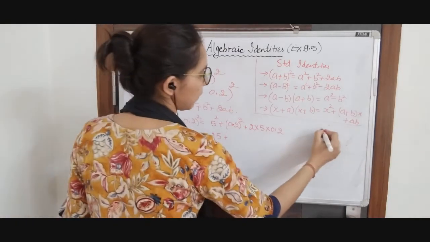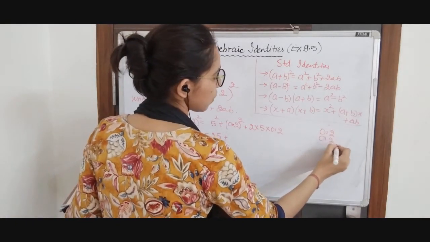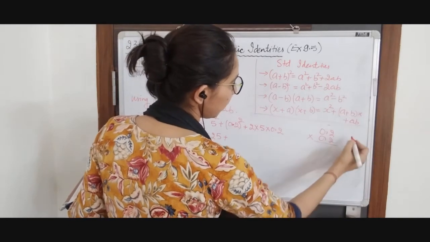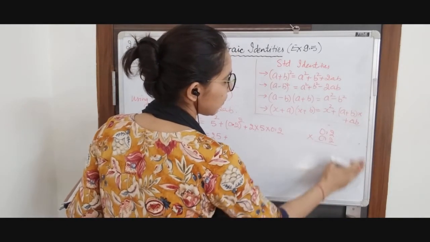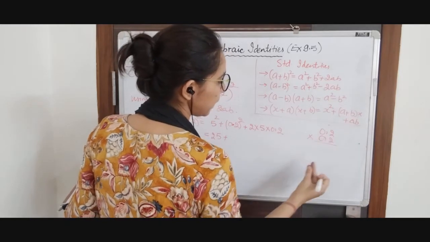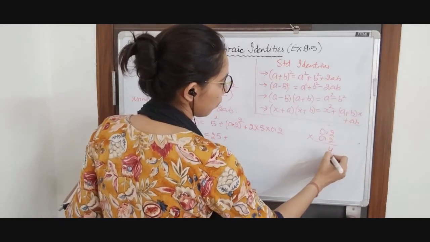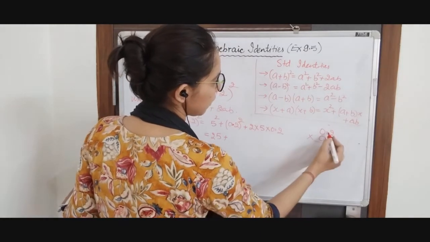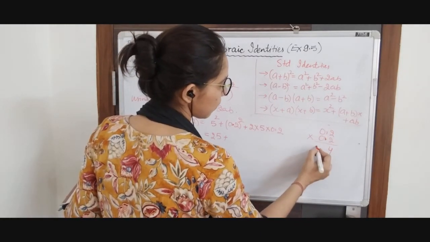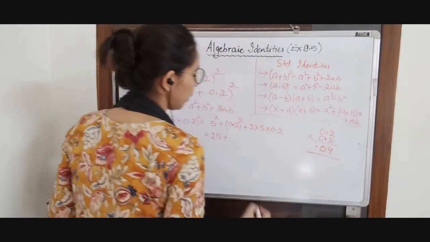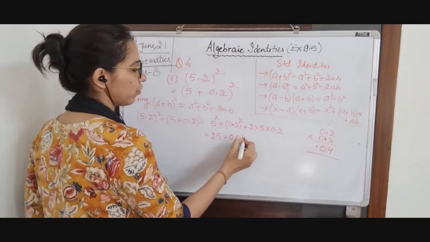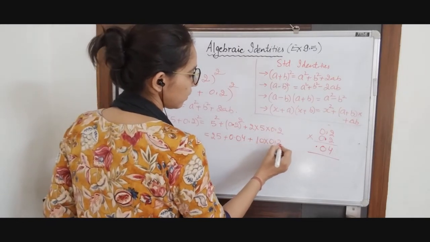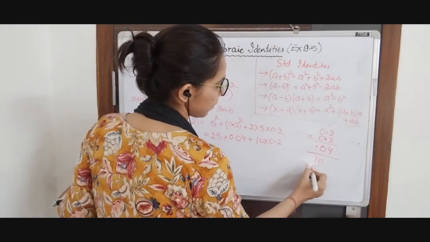0.2 whole square you can multiply like this, or you can multiply by converting them into fractions. I am going to multiply directly. 2 2s are 4. And for 4, how many numbers do we have after the decimal? After the decimal 1 plus 1, 2 numbers. So we get 0.04, plus 10 into 0.2.